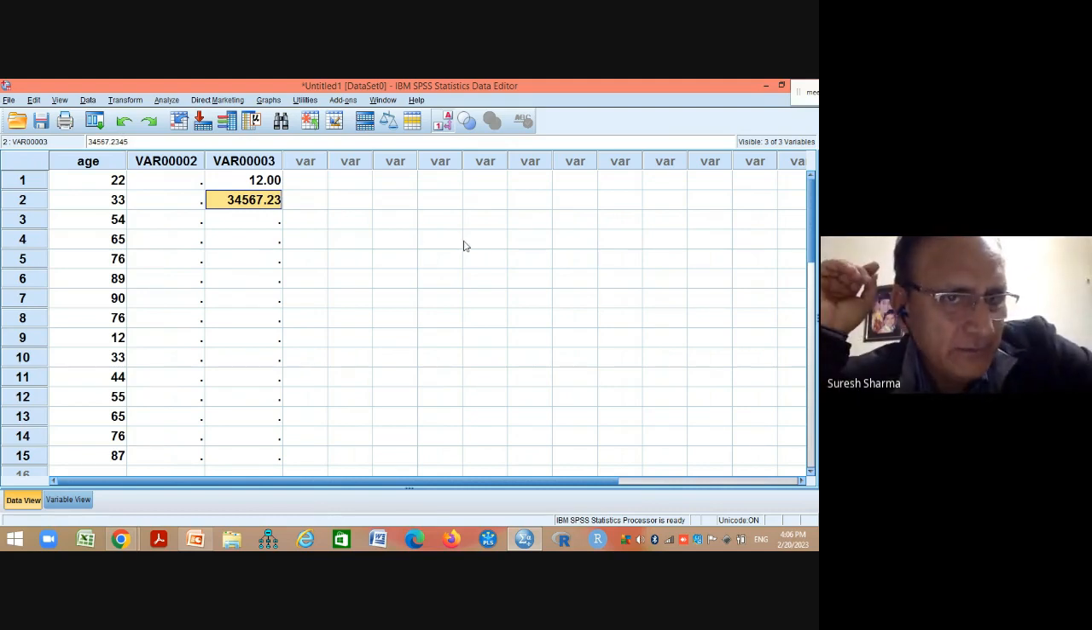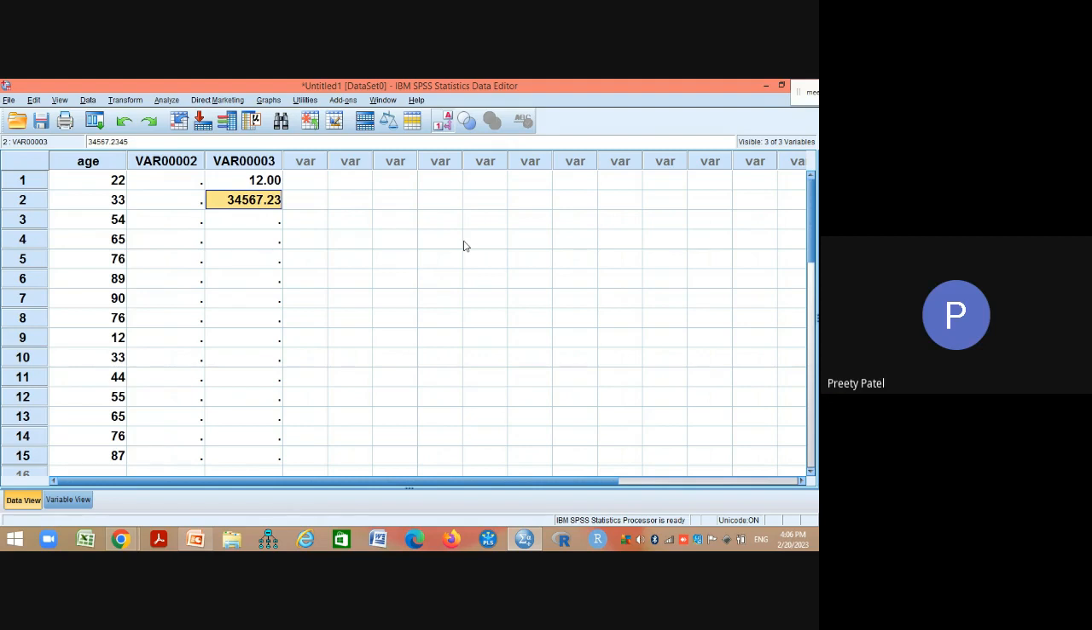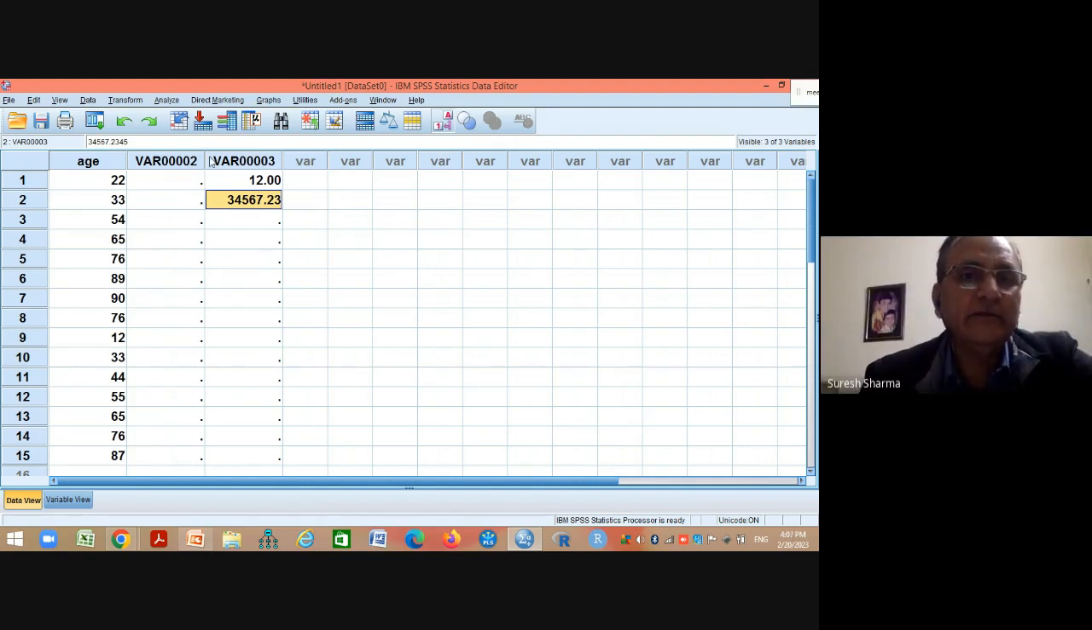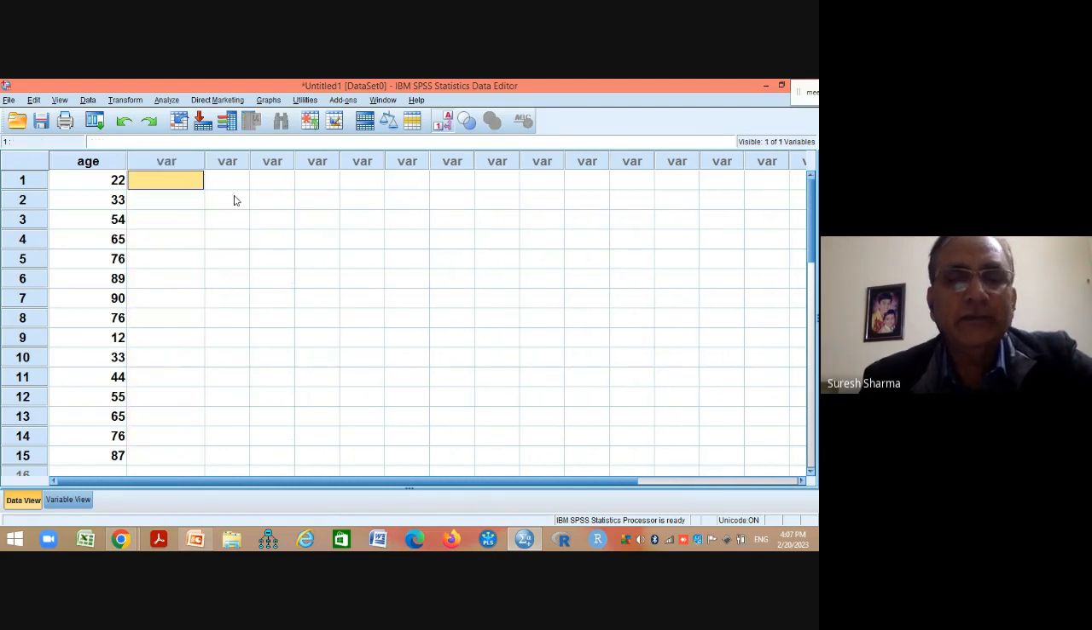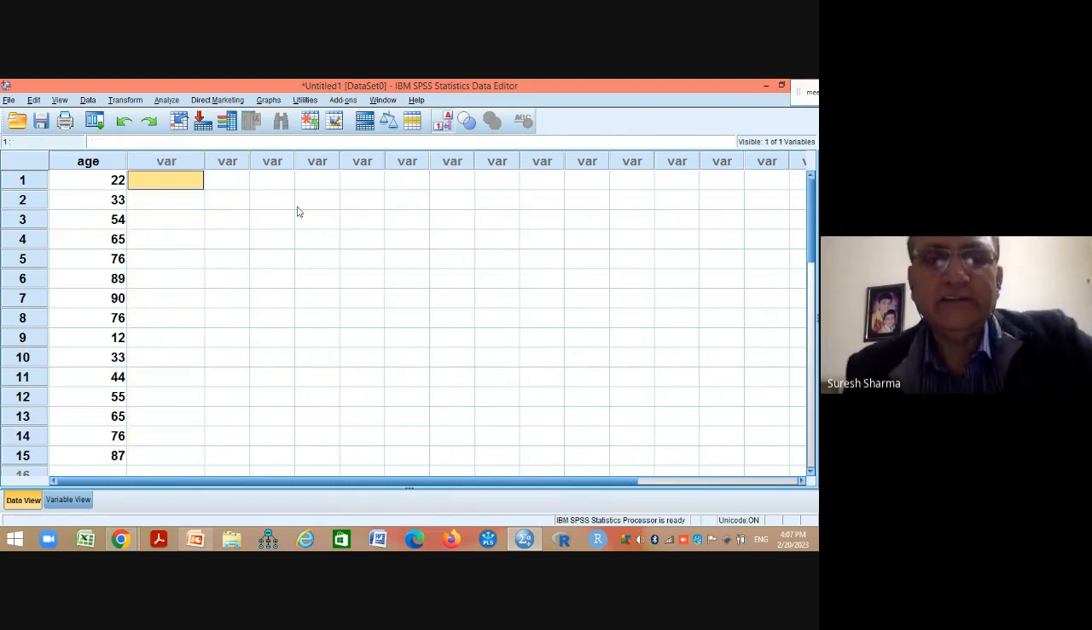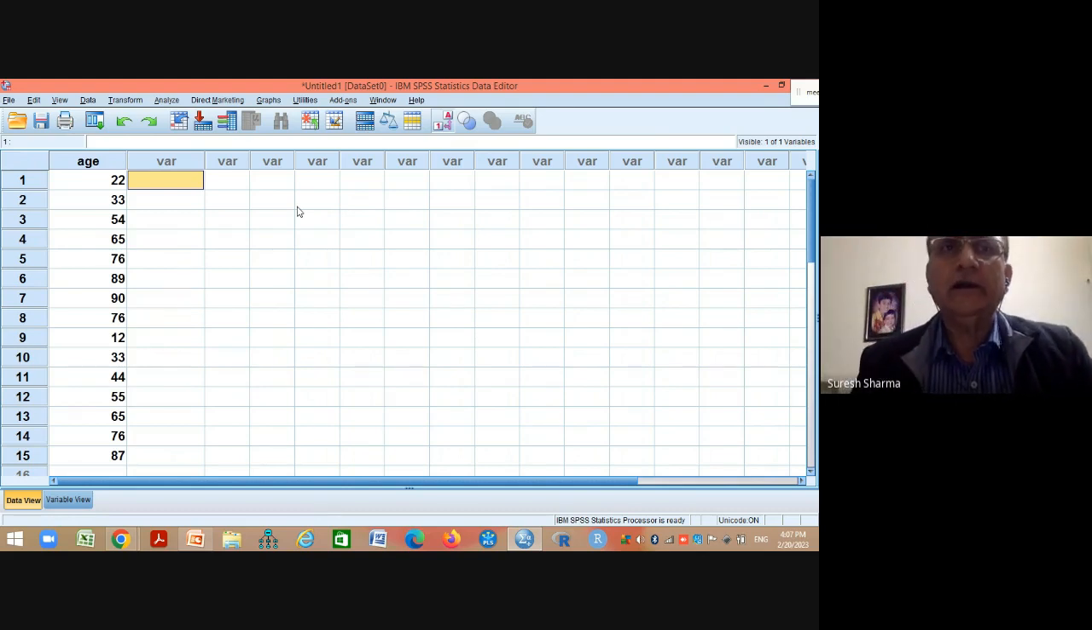You follow my point? Yes, please. Yes, sir. So no data is lost. Even if you have 9-10 decimals, no problem at all. Okay. So remember, now it is not necessary that we always have to enter numeric value. Sometimes we have to enter name of the person, sometimes the address of the person, sometimes the employee code, and so on. So let's say I enter male and female.